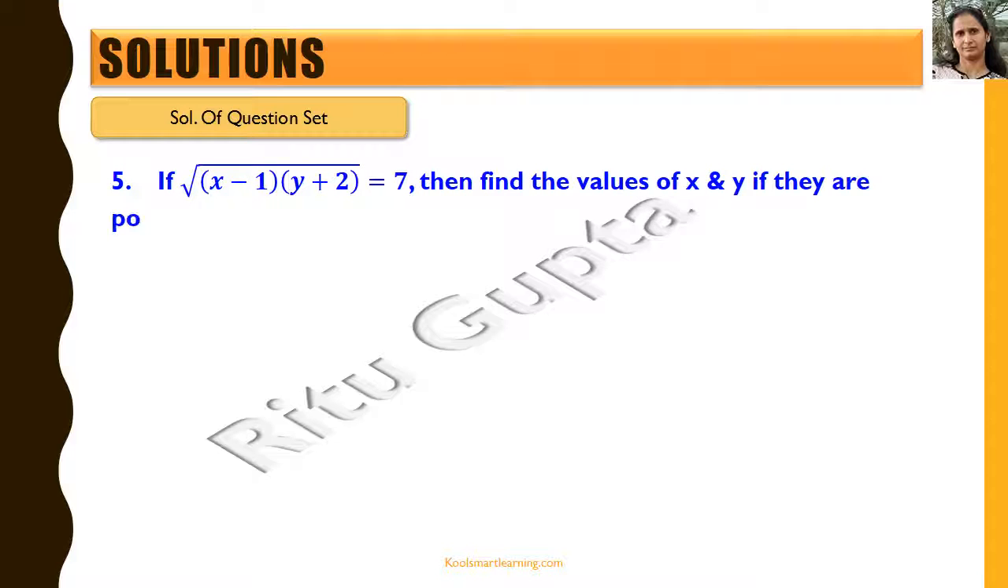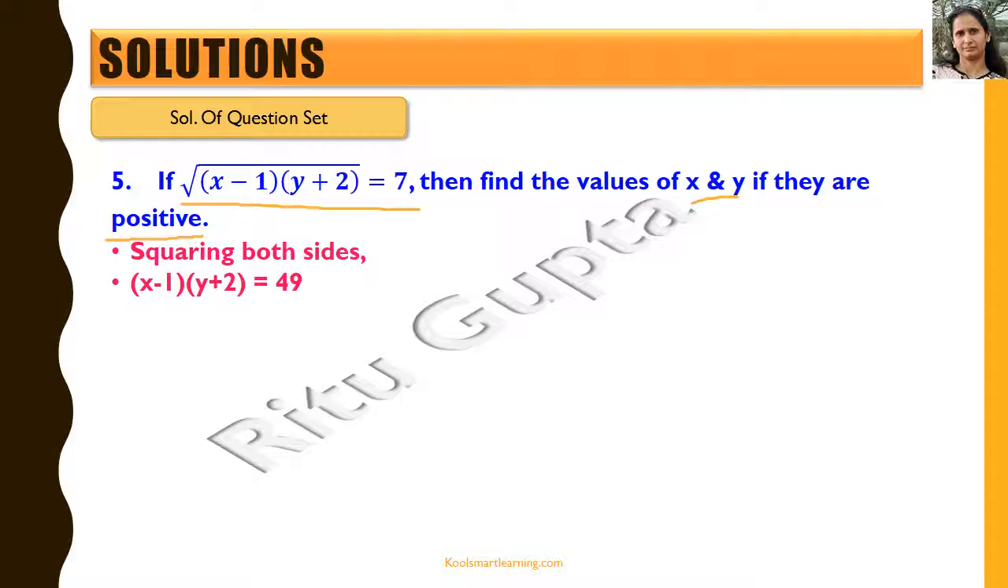So now we look at the fifth question, which says that if square root of x minus 1 into y plus 2 is equal to 7, then we need to find the values of x and y such that they are positive. So now first of all we'll square this equation. So we get x minus 1 into y plus 2 is equal to 49. Now we know that 49 can be factorized as either 7 multiplied by 7, or 1 multiplied by 49. These are the only two possible factorizations.